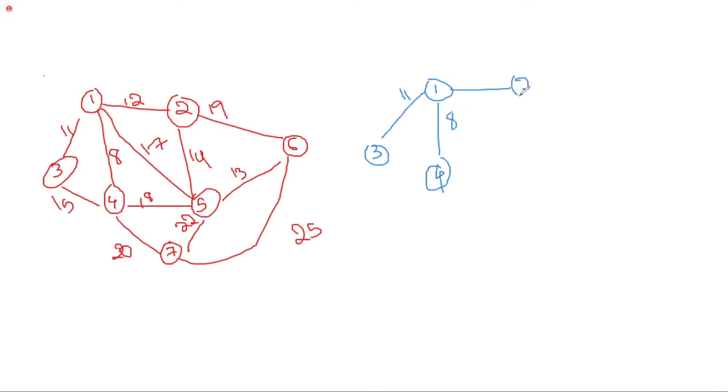Next minimum cost is 5 to 6. Very good. 5 to 6. Next minimum cost 2 to 5. 2 to 5. Next minimum is 4 to 7.